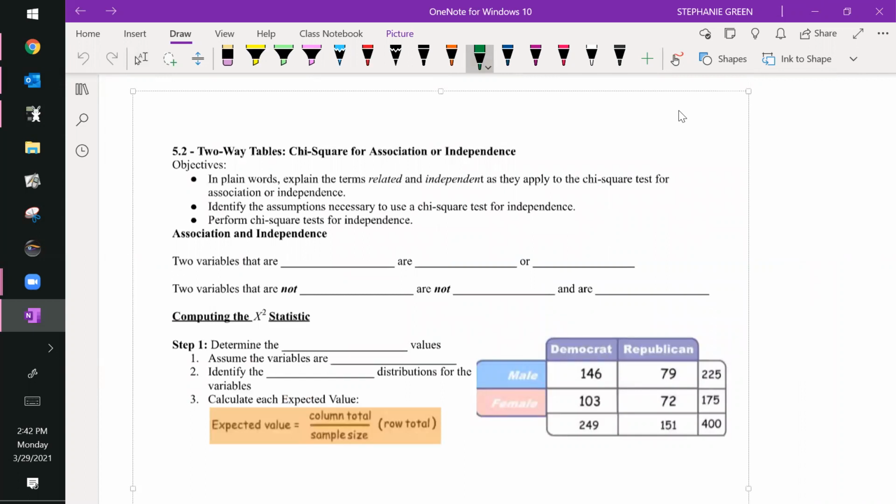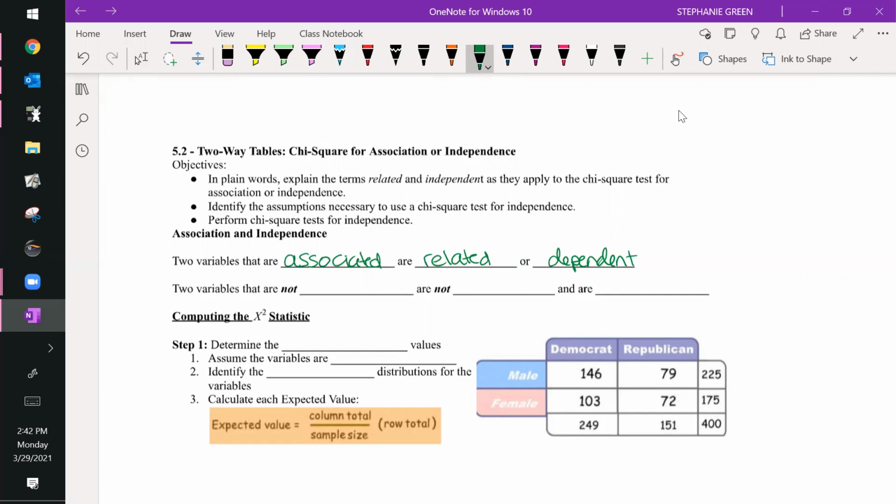vocabulary here. Two variables are considered associated if they are related or dependent. Okay, so if one variable affects another, then we call them dependent or associated or related. So we can talk about how weather and what you wear outside are two associated variables. If it's cold, you're going to wear warmer clothes. If it's warm, you're going to wear cooler clothes.